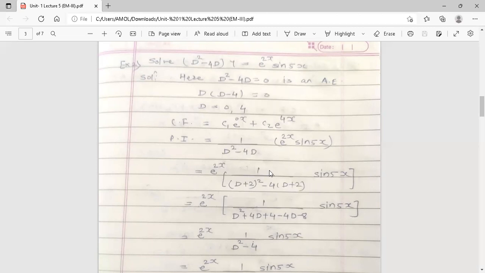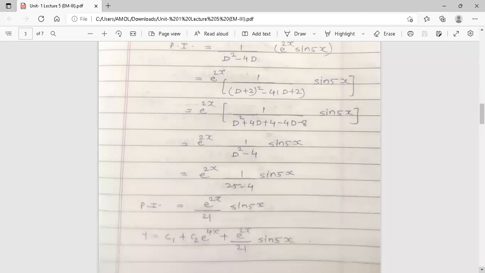Now expand the denominator term (D plus 2) whole square. The expansion of (D plus 2) whole square is D square plus 4D plus 4. Again, the next term is 4 into (D plus 2). Solve this bracket term so that we get minus 4D minus 8. Now simplify this term. Next term, e raised to 2x as it is. The simplified denominator is D square minus 4, because 4D minus 4D get cancelled, and 4 minus 8 is minus 4, into sine 5x. So this is the simplified form.